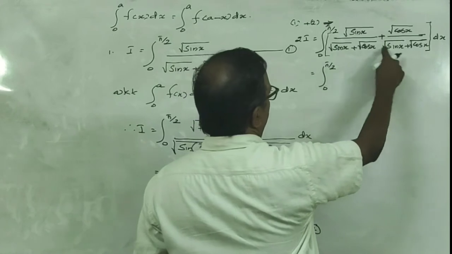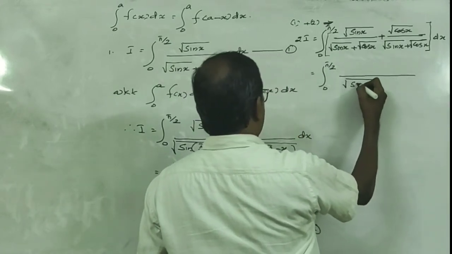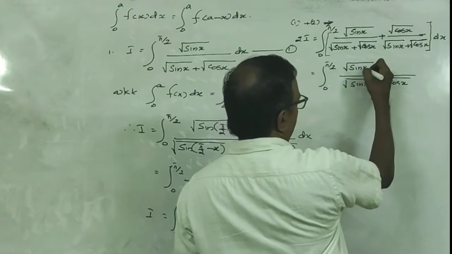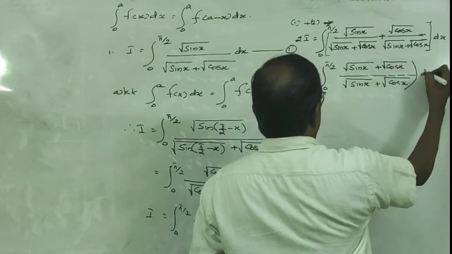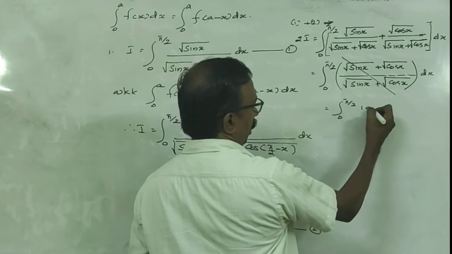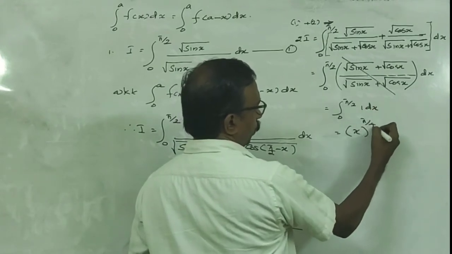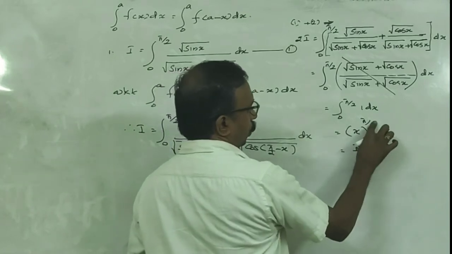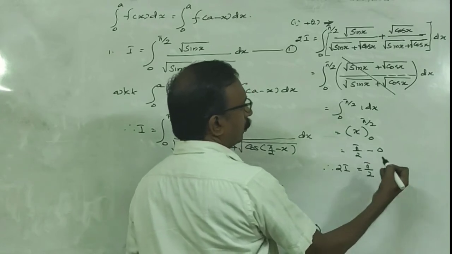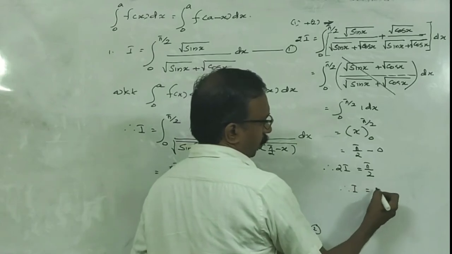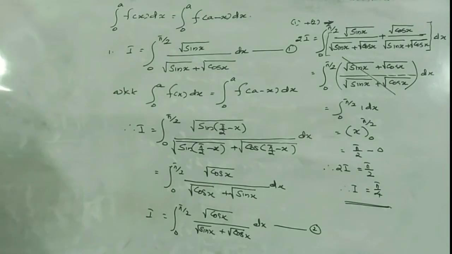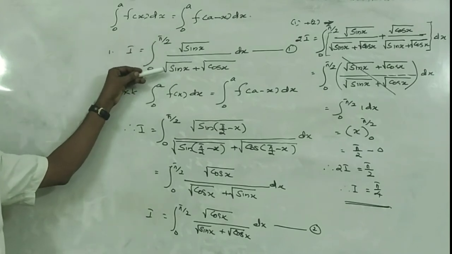Integral 0 to pi by 2. Denominators are same, so write one of the denominators, root sin x plus root of cos x. Write the numerators as it is, that is root of sin x plus root of cos x, into dx. Now eliminating these two, we get integral 0 to pi by 2 of 1 dx. So x, upper limit is pi by 2, lower limit is 0, that is pi by 2 minus 0. This is 2I, therefore 2I is equal to pi by 2. Therefore, I is equal to pi by 4. Isn't it?